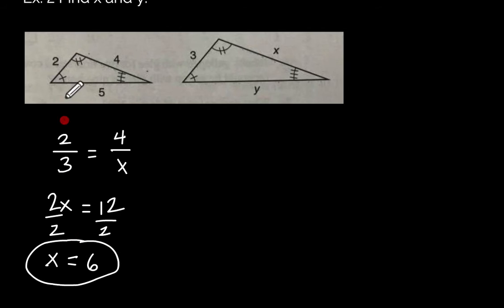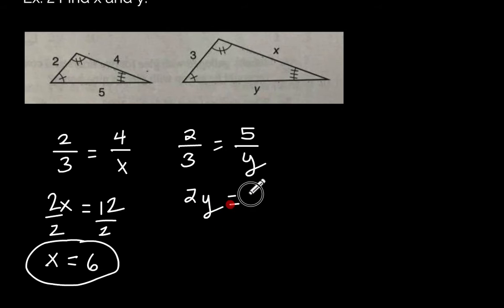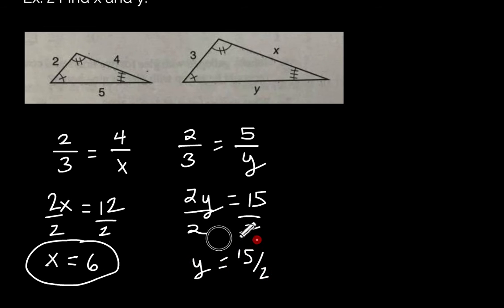Now we're going to do y. The only ones that have corresponding sides that don't have a variable would be 2 and 3, so we use it over again. 2 over 3. Now this time we want to get y, so we're going to do left over right, so we're going to do 5 over y. Cross multiply, we get 2y equals 15. Divide both sides by 2, and we get y equals, the beauty of algebra, 15 over 2.